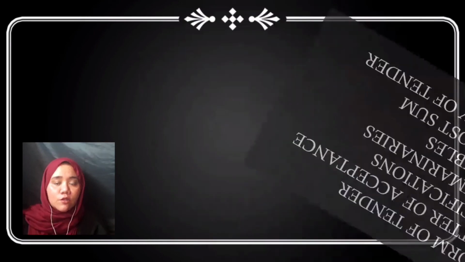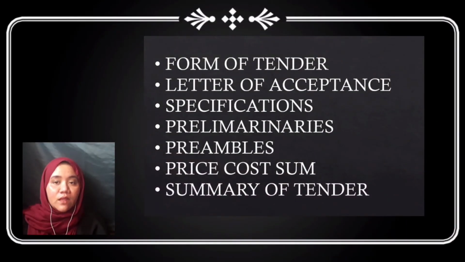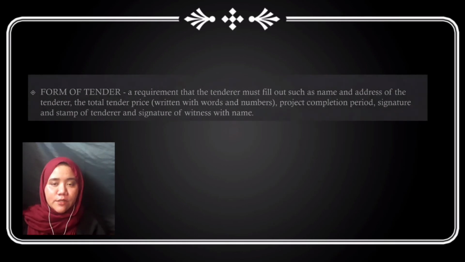So here it goes. This morning I would like to present about form of tender, letter of acceptance, specification, preliminaries, preambles, sum, and summary of tender. Okay, the first one is form of tender.